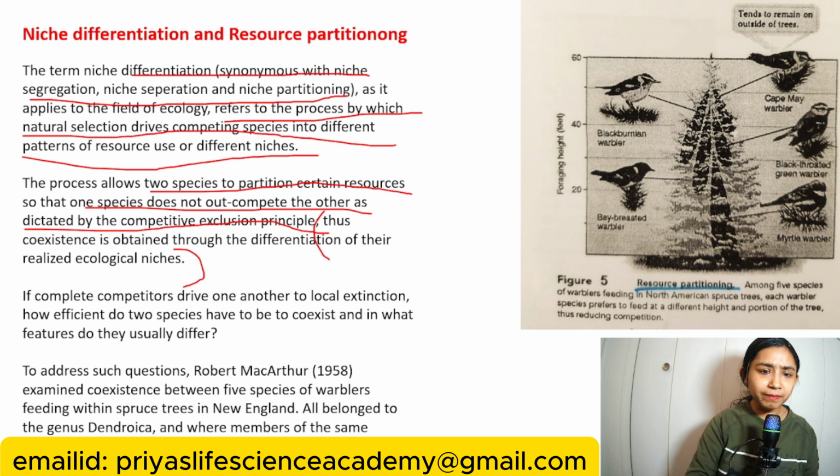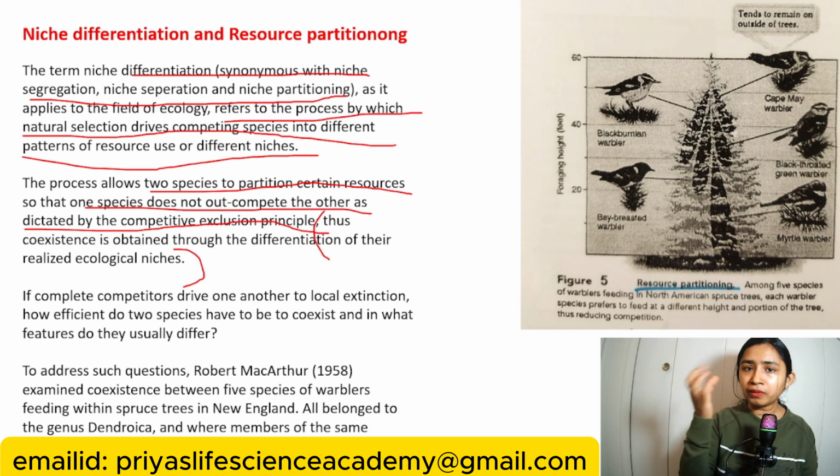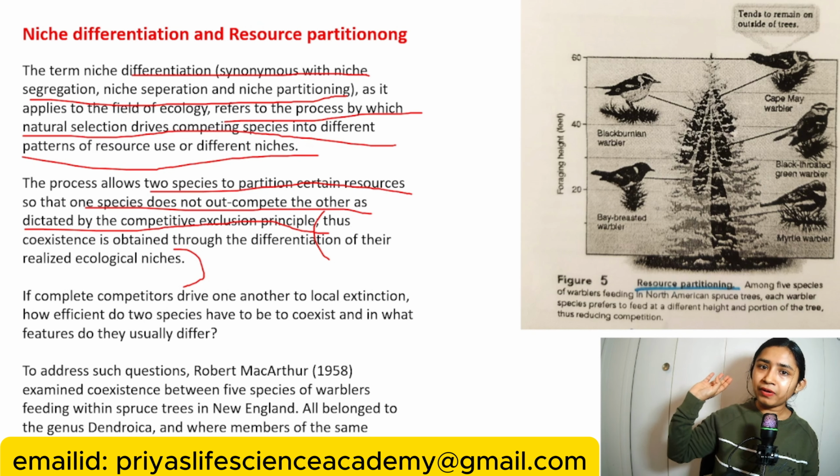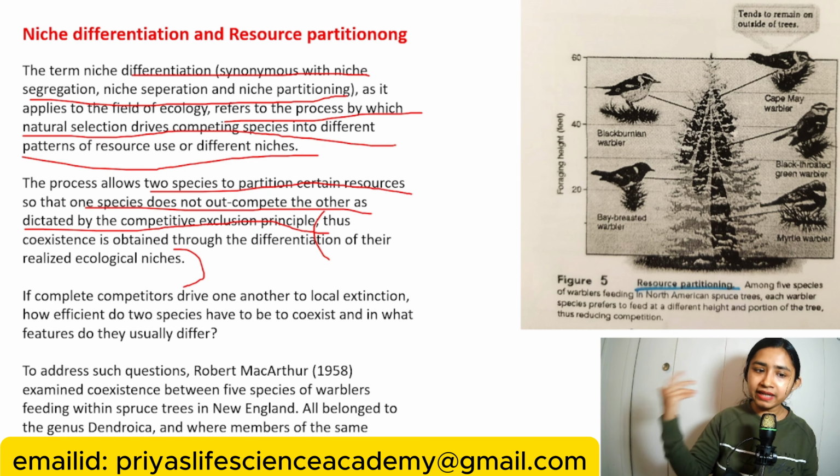If complete competitors drive one another to local extinction, how different do two species have to be to coexist, and in what features do they usually differ? So in the previous question, I told you that Paramecium caudatum and Paramecium aurelia couldn't coexist. Paramecium caudatum went extinct. So what will happen next?